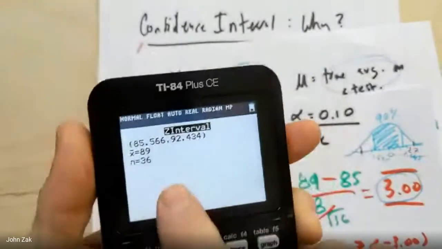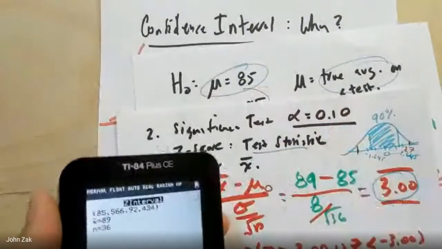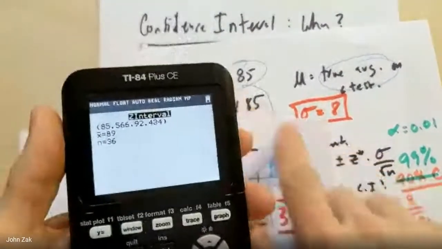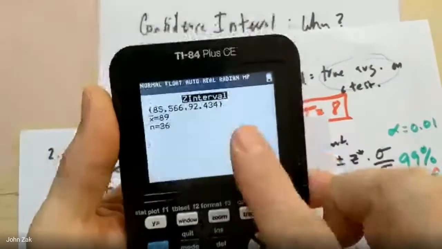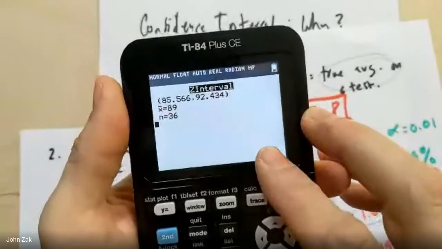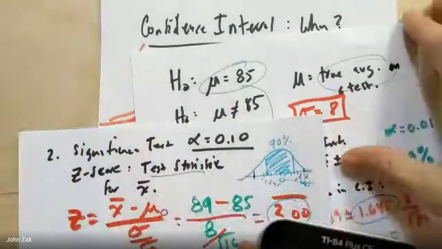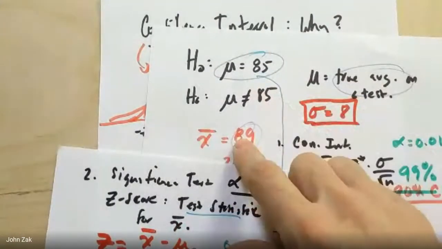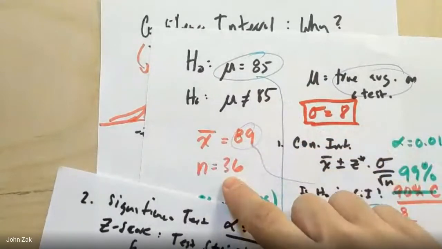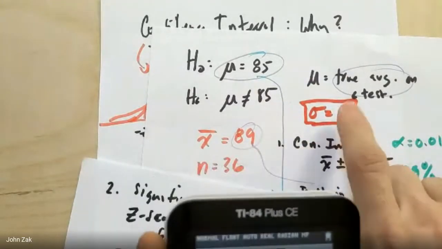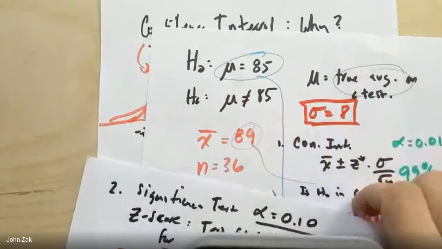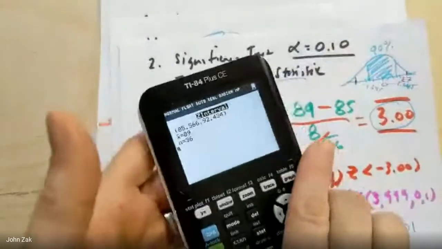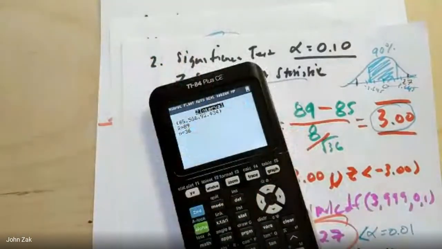So once again, even at a 99% level of confidence, 85 is not in the interval, and therefore at a 1% level of significance, we're still going to continue to reject the null hypothesis, right? This ended up being very strong evidence against the claim that the average is 85. Getting an 89 with 36 students, assuming the population standard deviation really is still 8, this is very, very strong evidence. We would reject the null hypothesis even at a 1% level of significance.